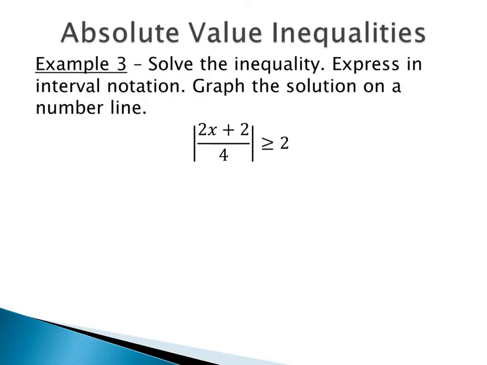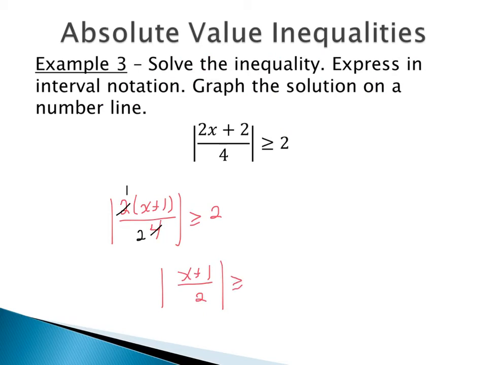So one last problem dealing with absolute value inequalities. Here we have the absolute value of 2x plus 2 over 4 is greater than or equal to 2. So our first step would be to try to simplify the inside. So the only way that I could try to simplify this would be to factor out a 2. So if I factored out a 2, I would be left with the absolute value of 2 times x plus 1 all over 4 is greater than or equal to 2. And then I can reduce the 2 and the 4, so that way we're left with an absolute value of x plus 1 all over 2 is greater than or equal to 2.